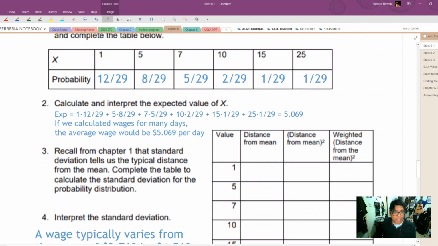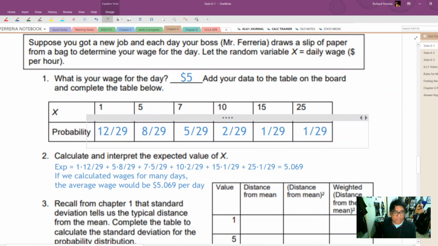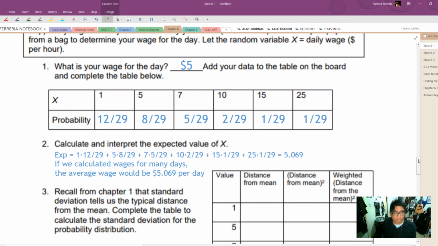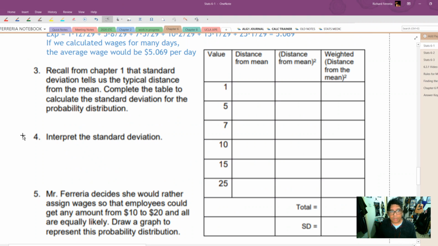So next, recall that in chapter 1, the standard deviation tells us the typical distance from the mean. So we're going to complete the table here to figure out the standard deviation, or the typical distance from the mean. The first thing we need to figure out is the distance from the mean. So we're going to take all of these wage values, say this 1, and we're going to subtract from that 5.069.